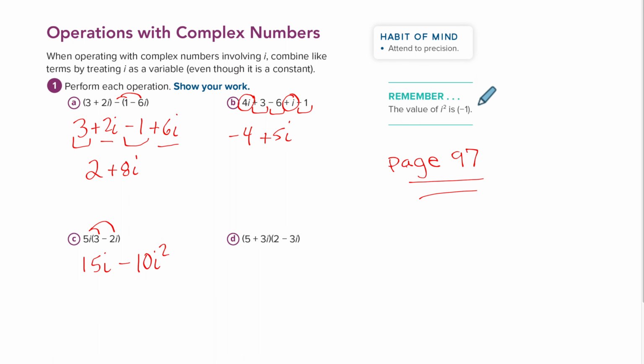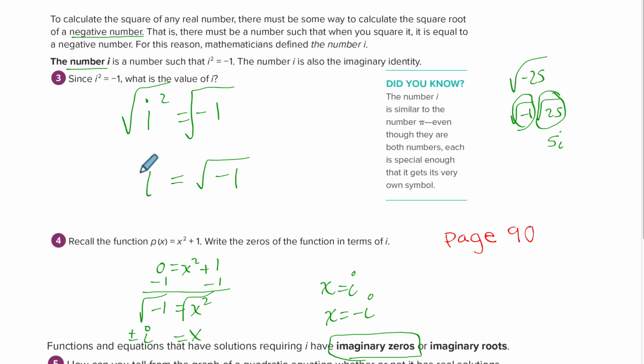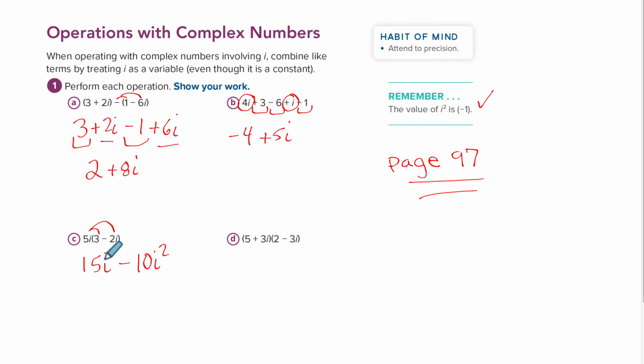Now, we have to remember, i squared equals negative 1. What? How does that happen? That's way back here. We talked about it. Remember? i squared, where was it? i squared equals negative 1. That's what the number i is. i squared equals negative 1. That was page 90. So now I'm at 97. i squared is just a negative 1. So we're just going to replace any i squareds with negative 1.